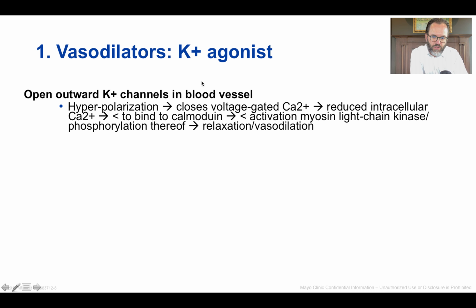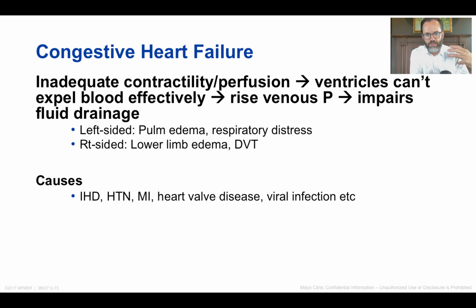So when we look at heart failure and the etiology of heart failure, of course we've got inadequate contractility or inadequate perfusion that ultimately results in the inability of the left ventricle and/or right ventricle to expel blood effectively out into the systemic or pulmonary circulations. That results in a rise in venous pressure and ultimately impairs fluid drainage. And so a lot of these patients end up having substantial pulmonary edema, substantial respiratory distress, significant lower limb edema when it backs up on the right side, and deep vein thrombosis as well due to slower venous blood flow. And so overall, many problems are associated with chronic heart failure.